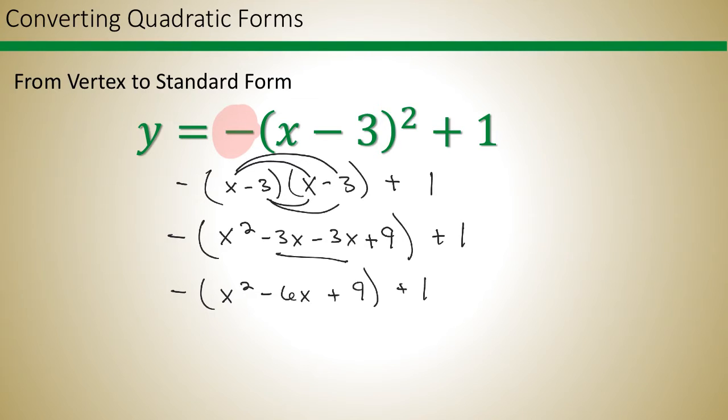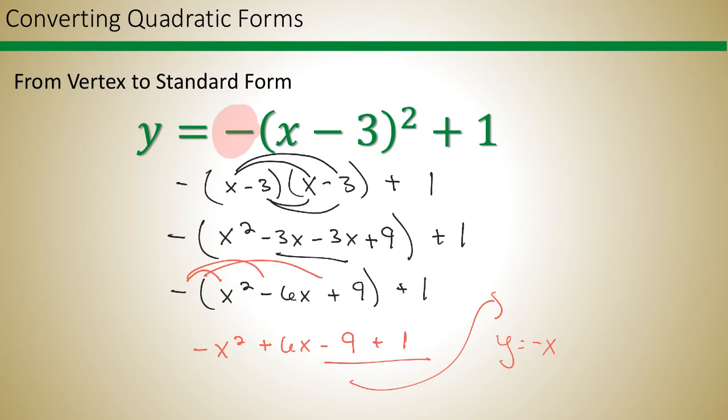The next thing we're going to do is distribute that negative sign into the parentheses. So that's going to give me negative x squared plus 6x minus 9 plus 1, and then combine these like terms. And that's going to give me this over here. y is equal to negative x squared plus 6x minus 8. So that right there would be my standard form equation for this thing.